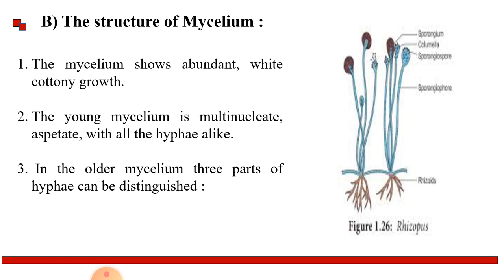The structure of mycelium. Here you see the structure of mycelium. The mycelium shows abundant white cottony growth. The young mycelium is multinucleate aseptate. The older mycelium shows three parts of hyphae.